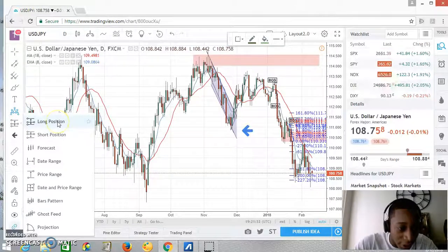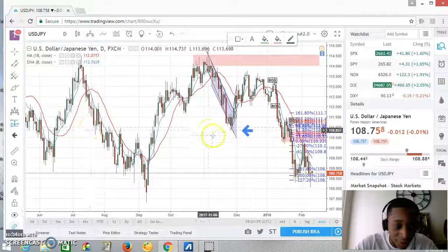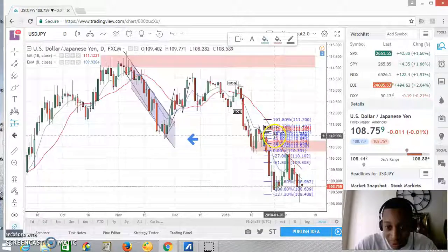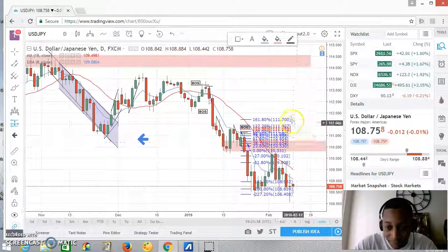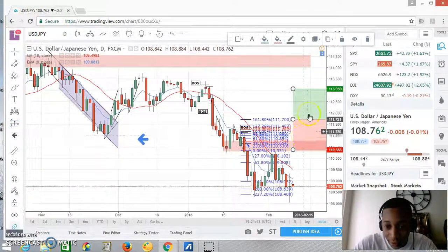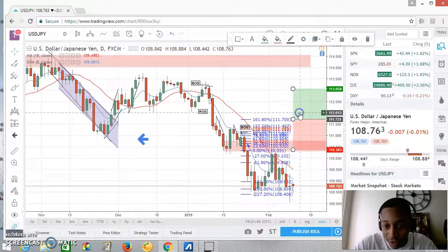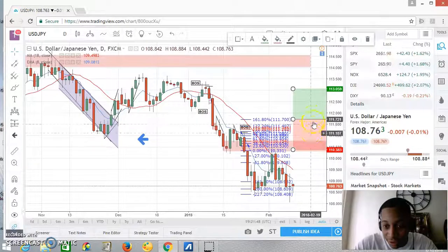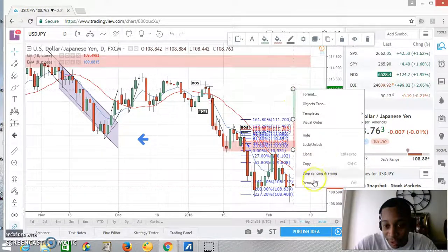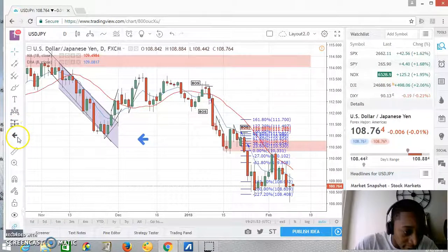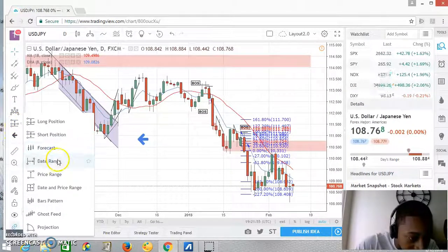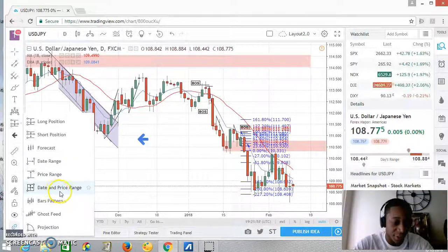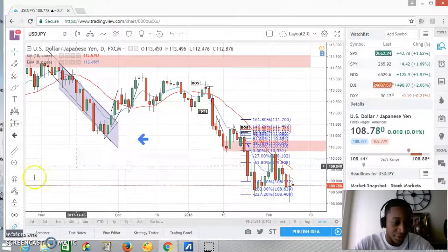Okay, right here, long position, short positions. When you're measuring your positions, you know, measure positions. This is your areas here. Down here would be your stop loss areas, your measurements, etc. Those are actually good to keep track of. Date range, price range, date price range.